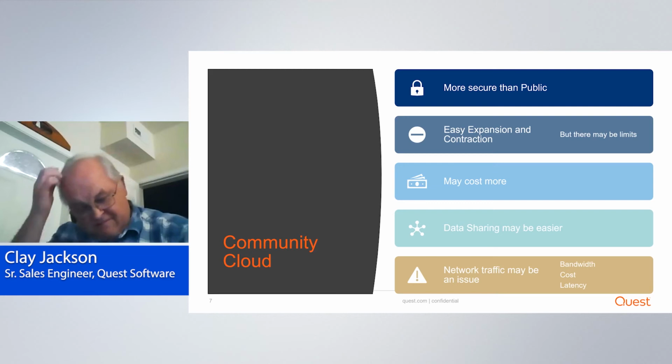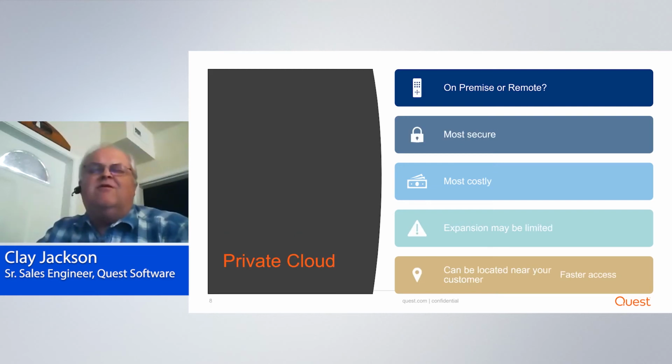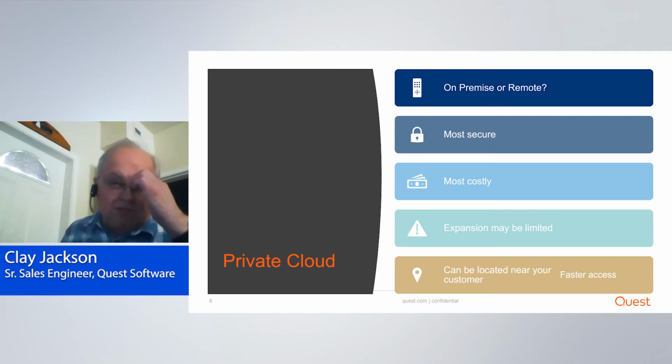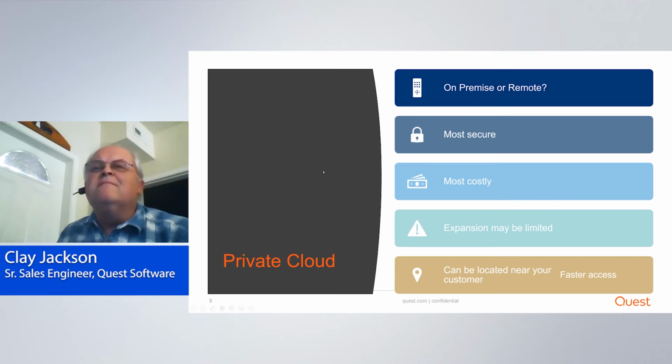Private cloud: now you've got to decide whether you want to go on-premise or remote. But again, don't think that you can't do private cloud remotely. You certainly can. Amazon does that all the time, so does Oracle. It's the most secure. Your hardware, your clouds, everything in your environment behind a cage or in a cage. It's most costly, and expansion may be limited, but it can also be located near your customer or near where you are, so you might have faster access doing private cloud than you would with any other cloud environment.